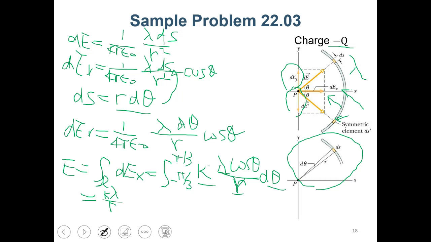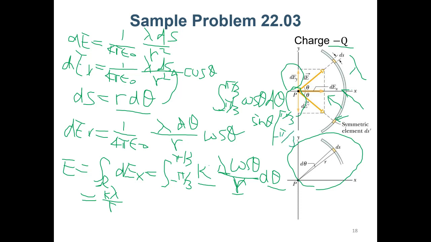And we integrate the term cosine theta d theta. So this is nothing but sine theta, from minus pi over 3 to pi over 3. So the answer here is square root of 3 lambda over 4 pi epsilon 0 r. Not yet.